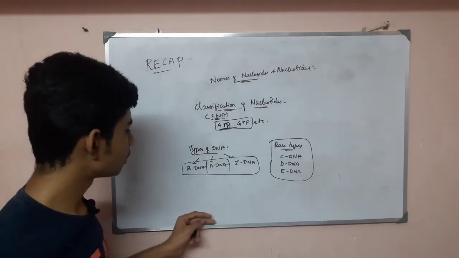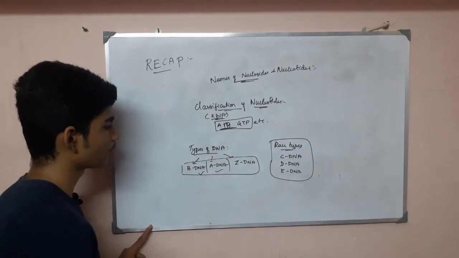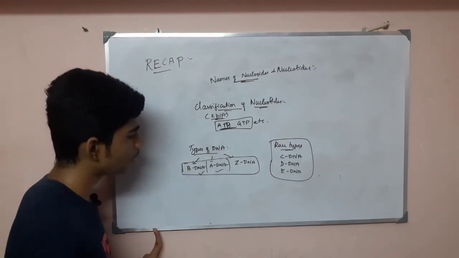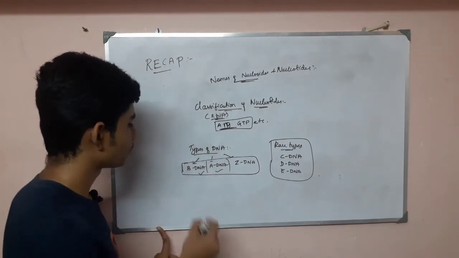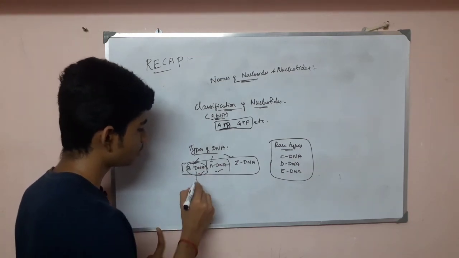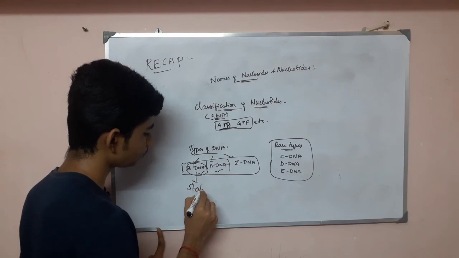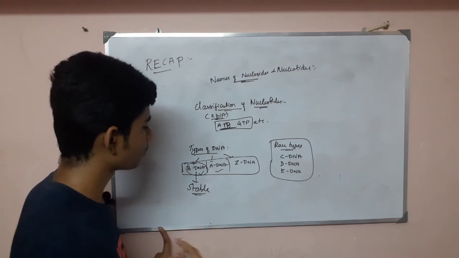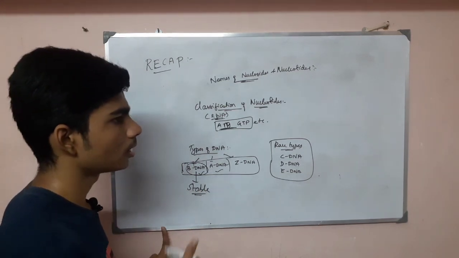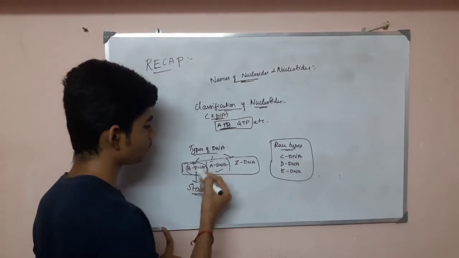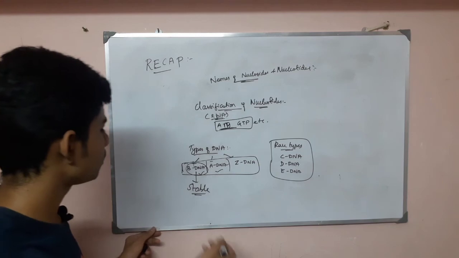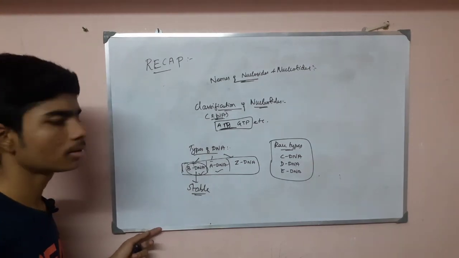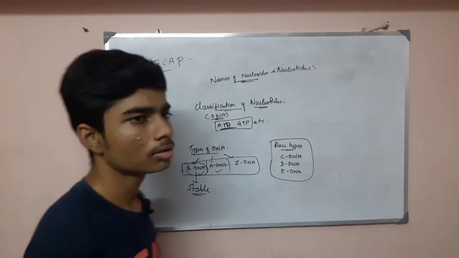B-DNA and A-DNA are more abundant in the cells in our body, but B-DNA is the more stable DNA. By any environmental condition in our cell or any reasons that satisfy the condition, B-DNA may change into A-DNA or Z-DNA, but B-DNA is the most abundant in our body. So this is the end of the video.